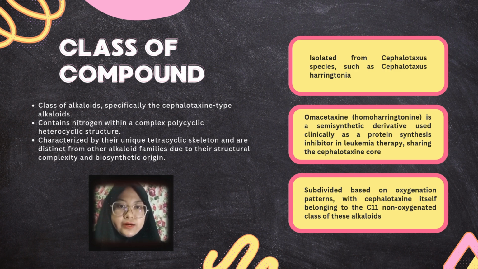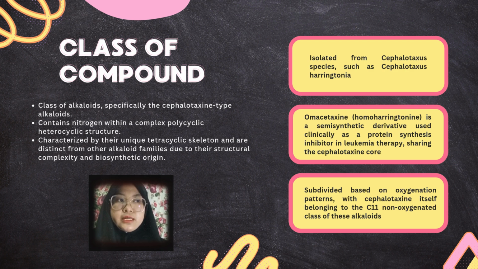It is classified as an alkaloid because it has nitrogen within a complex polycyclic heterocyclic structure, typical of alkaloids. These alkaloids are characterized by their unique tetracyclic skeleton and are distinct from other alkaloid families due to their structural complexity and biosynthetic origin.